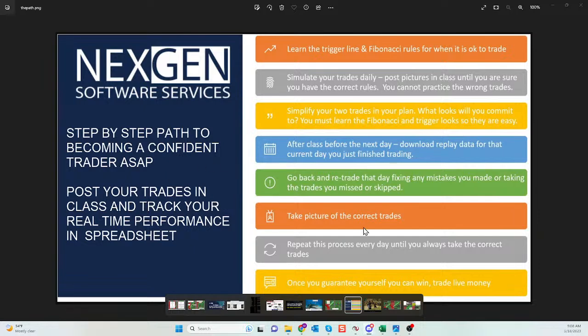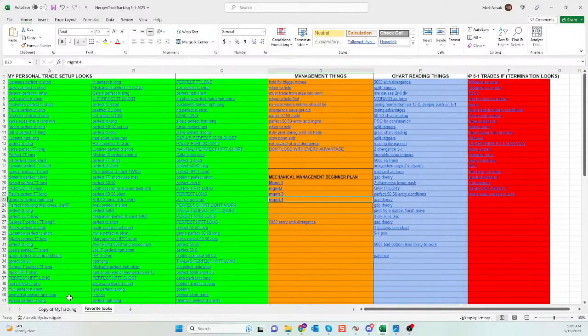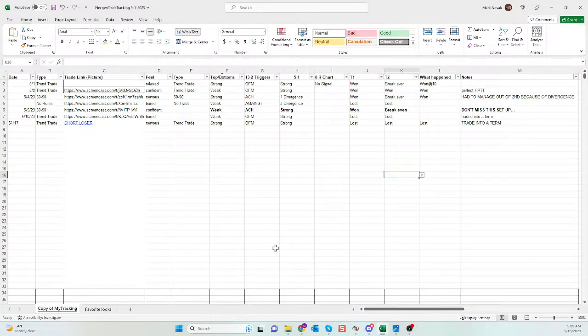But if you're not posting, it's difficult for me to know that you need help. The other thing is tracking in the spreadsheet, guys, making sure that you're using the spreadsheet that was provided by Nexgen. And there are 2 pages.